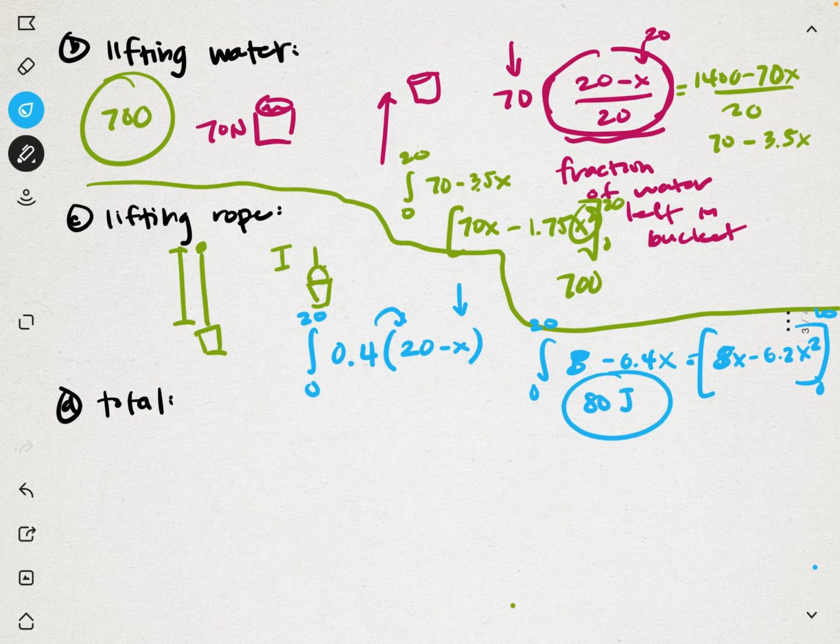Okay, so we're just adding the three. The work done for the bucket is 440. The water was 700. And then the rope was 80. So altogether we end up with 1,220 joules of work.